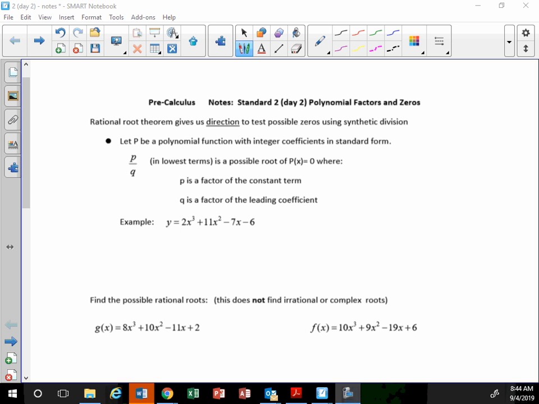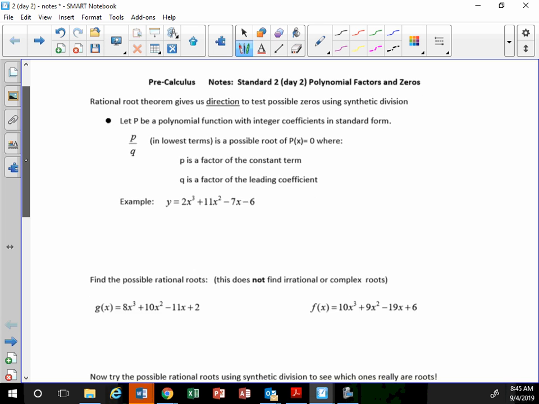If I'm doing synthetic division, how would I know if a number is one of the solutions or roots? What would you expect to find? Zero where? At the end. Yeah, so you would expect for there to not be a remainder, okay? So first we have to figure out how to come up with these numbers.